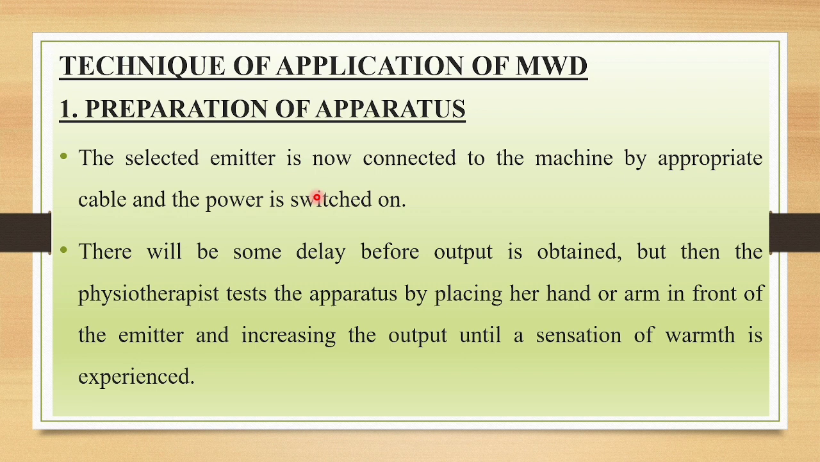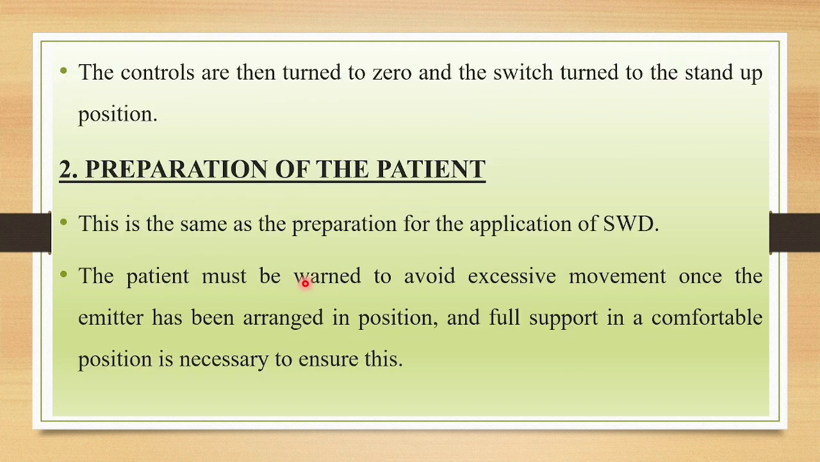So after fitting the particular emitter, that is the circular or rectangular emitter, the power will be switched on and the therapist will self-test the apparatus. That is the preparation of apparatus. So self-testing is done with the therapist's arm or hand placed under the emitter, and the output switch is increased, so thereby heat will be produced. Once the sensation of warmth is experienced by the therapist's hand, it means the machine is prepared for the treatment.